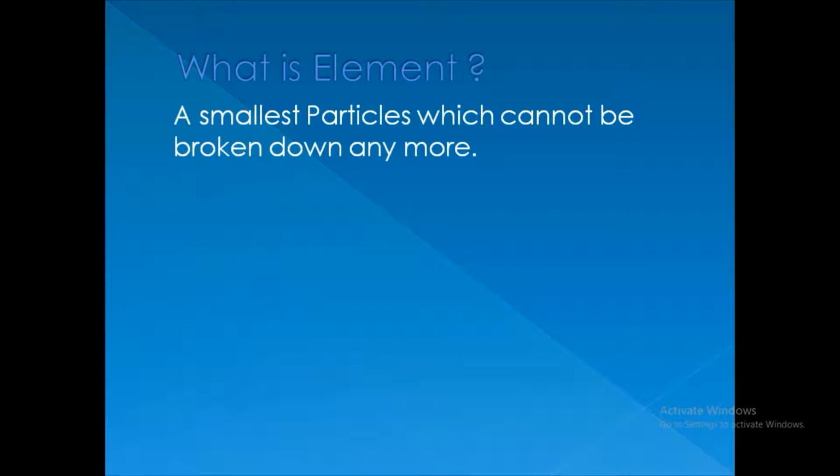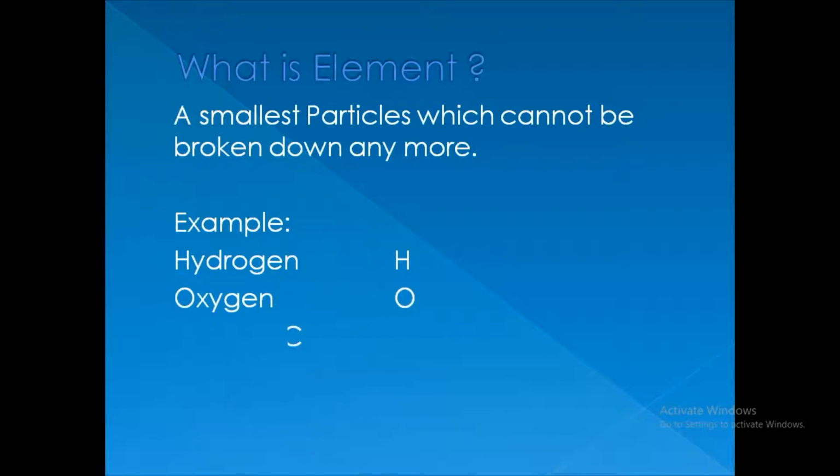What is an element? The smallest particles which cannot be broken down further. That means the smallest particles which cannot be broken down anymore. That is an element. Example: hydrogen, which is denoted by H, oxygen, which is denoted by O, carbon, which is denoted by C.